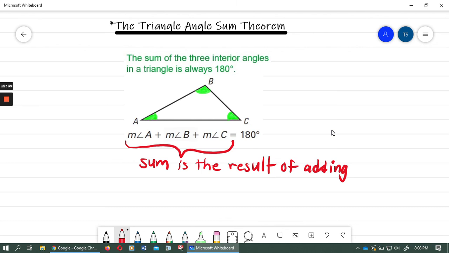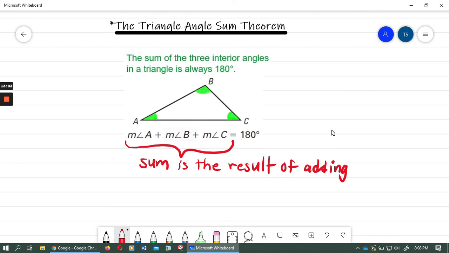to 180 degrees. Now, folks, here they already have this wonderful equation set up for you, because that's the representation of the triangle angle sum theorem. Again, when you've got any triangle, those three angle measurements add up and they equal 180. The sum of those three angle measurements is equal to 180 degrees. There's no simpler way to say that.